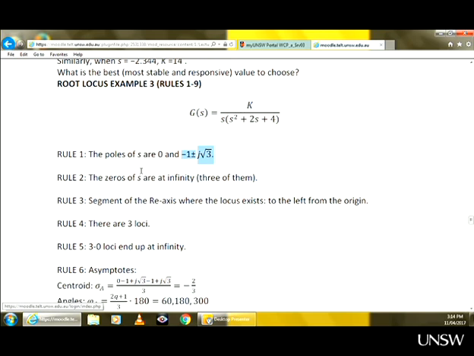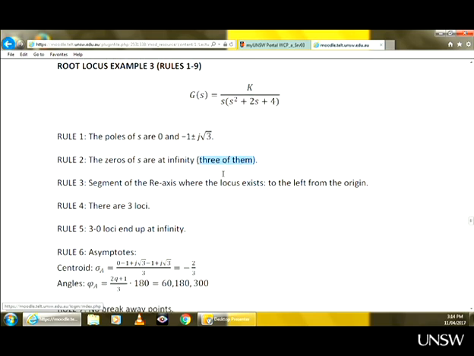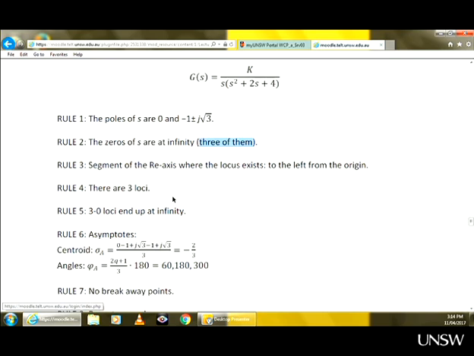So 3 poles. Zeros, there are no finite zeros, so we say there are 3 infinite zeros. Which segment of the real axis contains the root locus? Now, there are no zeros, as we agreed. Okay, no zeros. When it comes to the poles, there is only one pole on the real axis, and that's S. That's 0. So one pole at the origin gives you 2 segments. One contains root locus, the other one doesn't.